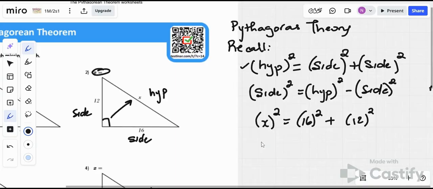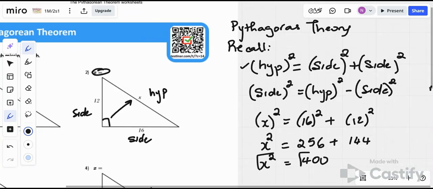X squared is just x times x, which is still x to the second power. And that's going to be equal to 16 squared, which is 256, plus, sorry, 256, not 254, plus the square of 12, which is 144, and when we add those two, we end up with x squared is equal to 400. Alright, in order for us to remove a square, because the question did not ask us to find x squared, it asked us to find x, I'm going to find the square root of both sides.